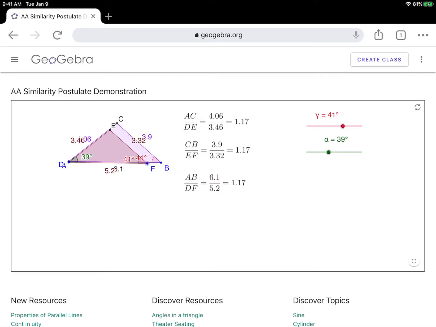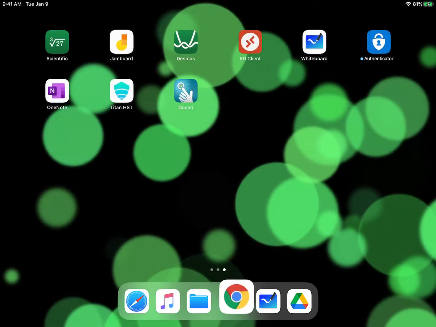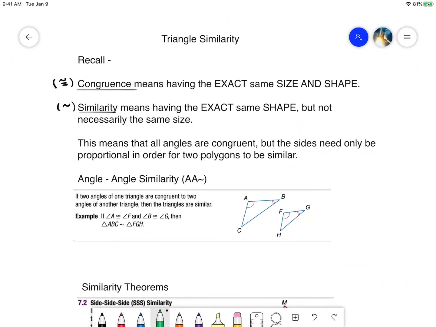I've included this on Canvas if you want to play around with it too. But that's just the explanation for angle-angle similarity and why it works. So basically now we have a way of showing that two triangles are similar: if two of their angles are congruent, the triangles are similar.